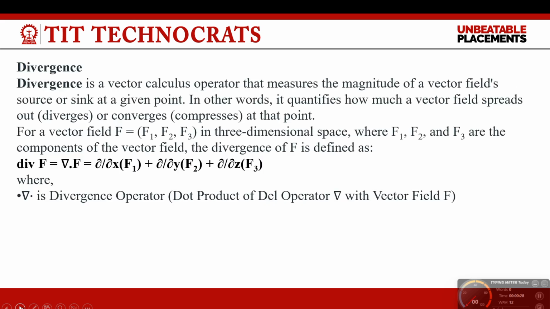Now the topic is divergence. It is a vector calculus operator that measures the magnitude of a vector field's source or sink at a given point. In other words, it can be defined as how much a vector field spreads out, diverges or converges at that point, where the divergence of F in the form of expression is del dot F, which equals del F1 by del X plus del F2 by del Y plus del F3 by del Z, where del is the divergence operator, the dot product of del operator with vector field F.